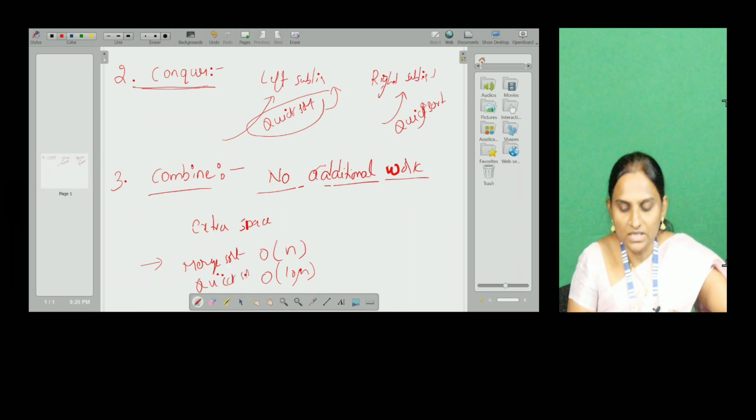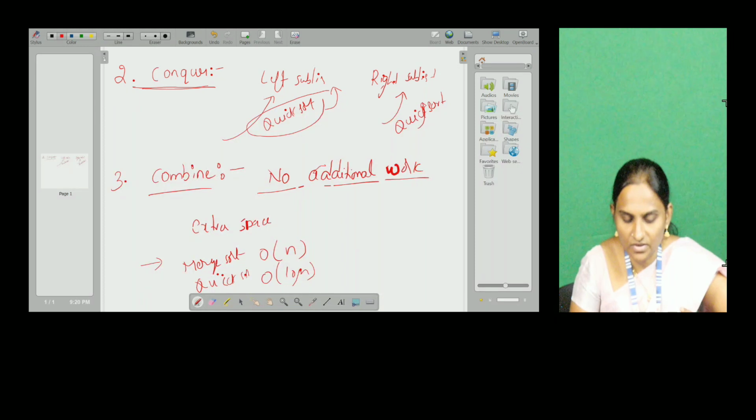So these are the three steps we apply in QuickSort. First one is divide or partitioning, second one is conquer, and third step is combine.